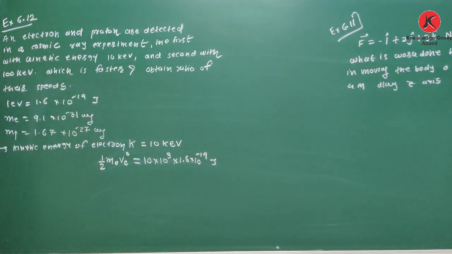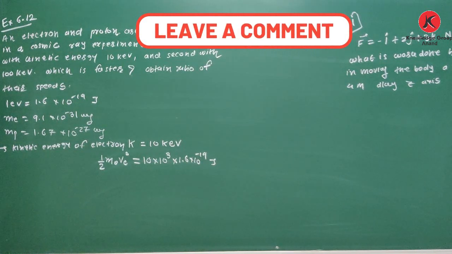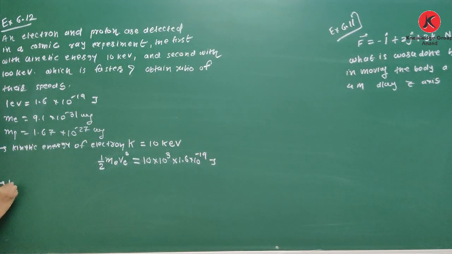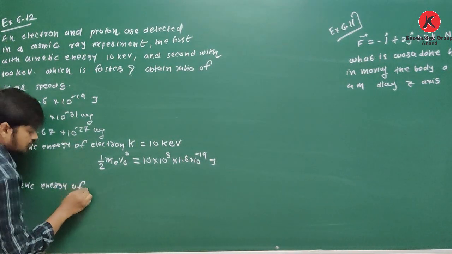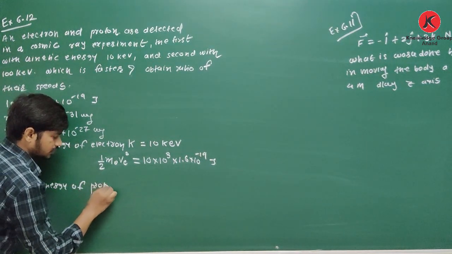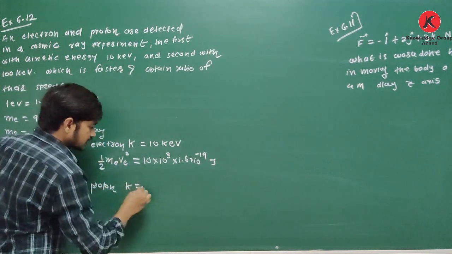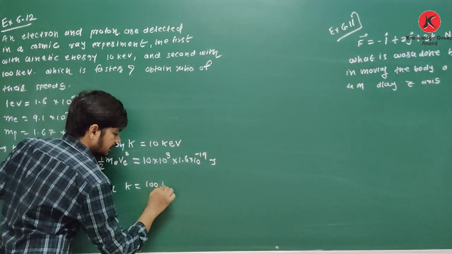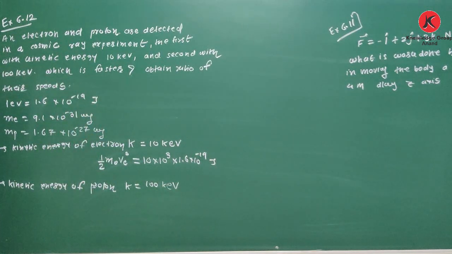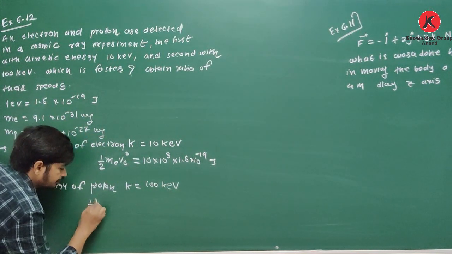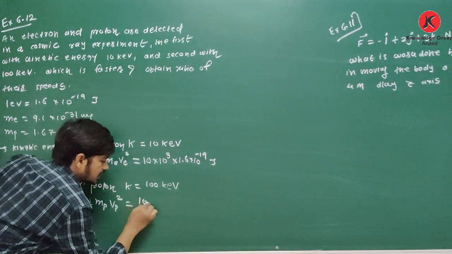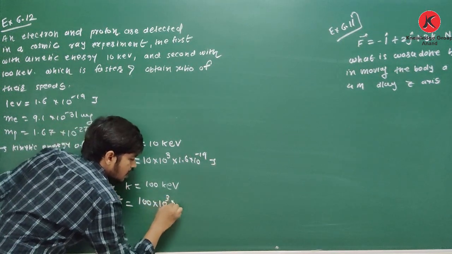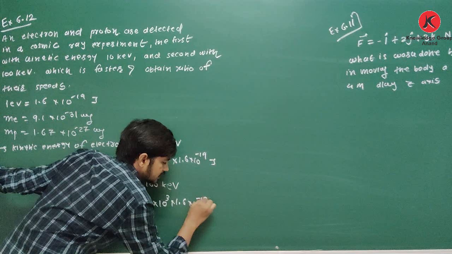Now, similarly, an electron and a proton are detected in a cosmic ray experiment. The first with kinetic energy 10 keV, and the second, the kinetic energy of proton, K is equal to 100 kilo electron volt. So it is half m_p v_p squared, where m_p is the mass of proton and v_p is the speed of proton, equal to 100 times 10 raised to 3 times 1.6 into 10 raised to minus 19 joule.